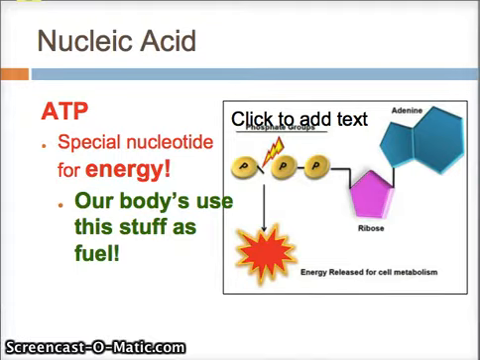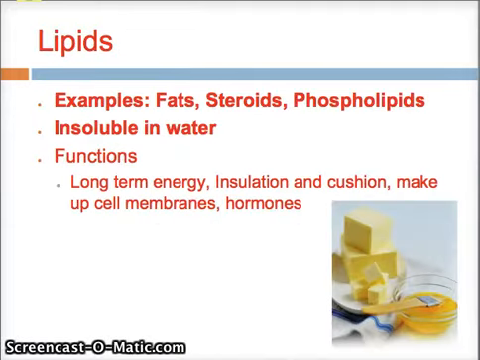We're going to move into lipids next. Some examples of lipids: fat, steroids, and then the big one that we're going to talk about that really matters is called a phospholipid.